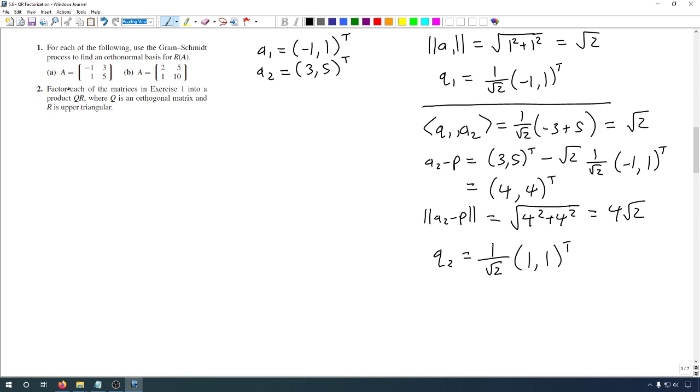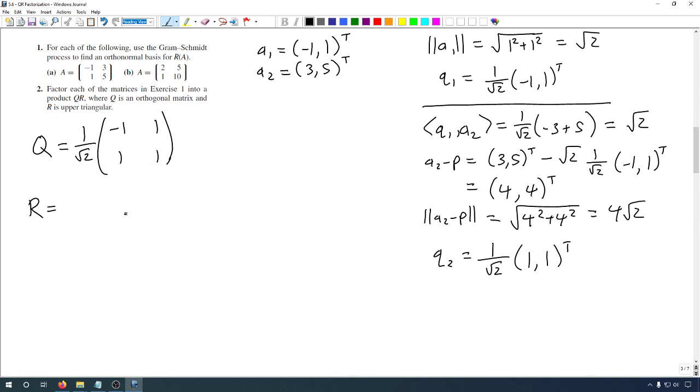For problem 2, which you would want to do at the same time as you did problem 1, you would go ahead and form Q from your results. Actually everything has a 1 over square root 2, so I'm going to pull that out. We're going to be left with (-1, 1) and (1, 1). That's our Q.